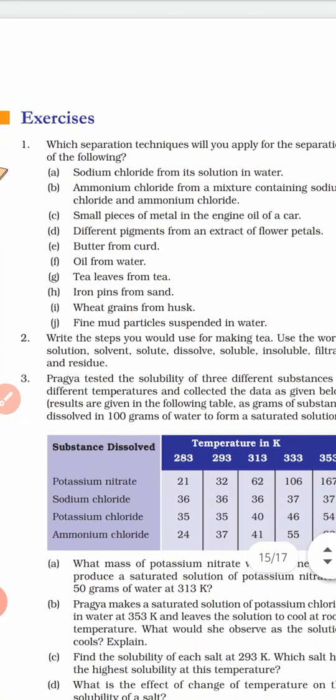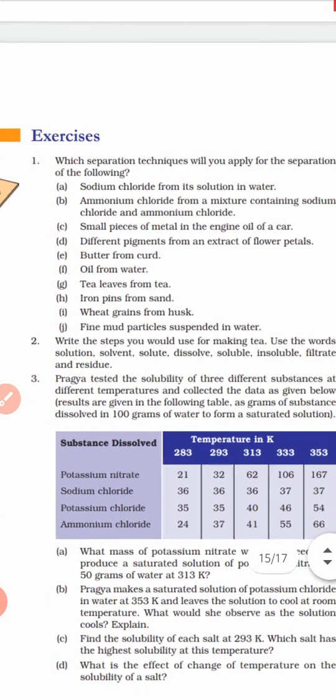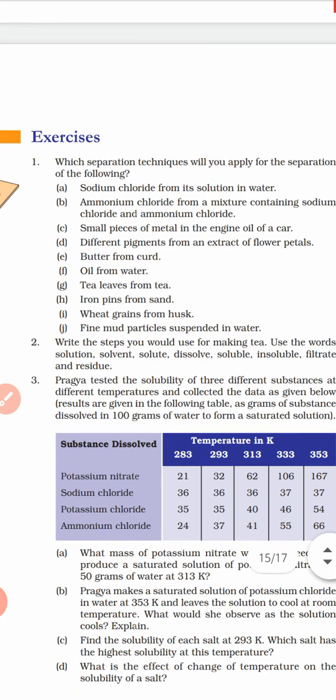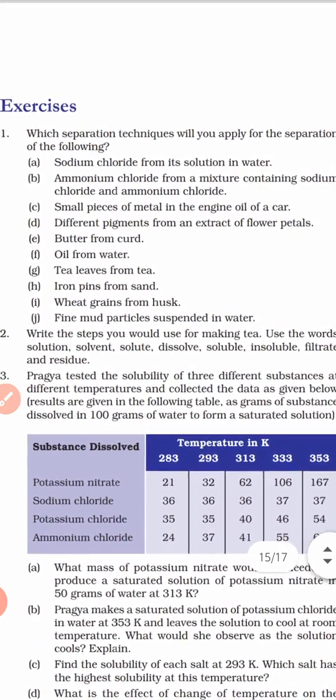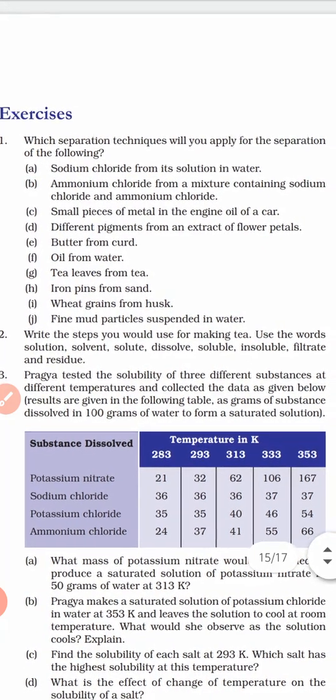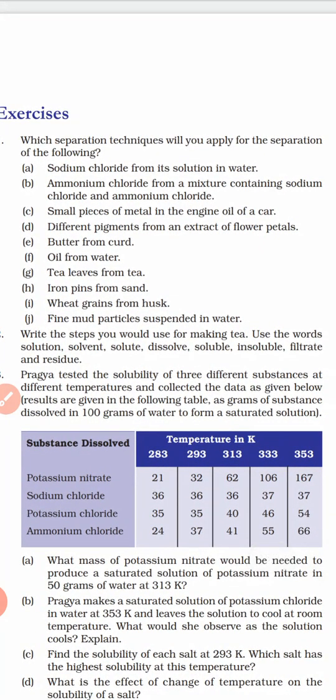So number 1, simple questions. Which separation technique shall we use for the following things? The first one is sodium chloride from its solution in water. What process is that? We can use evaporation. Ammonium chloride from the mixture containing sodium chloride and ammonium chloride. Ammonium chloride is a volatile one, so we will use the sublimation process.